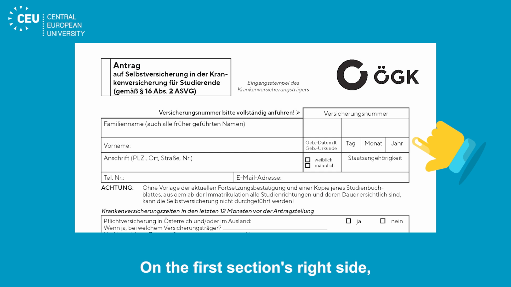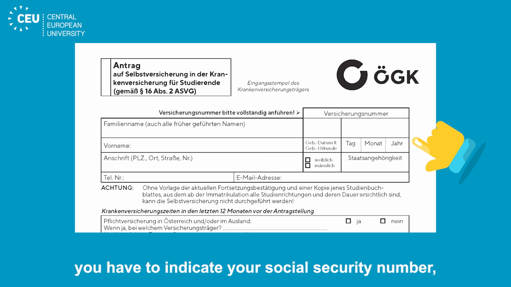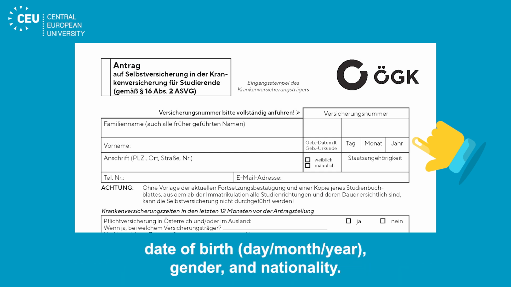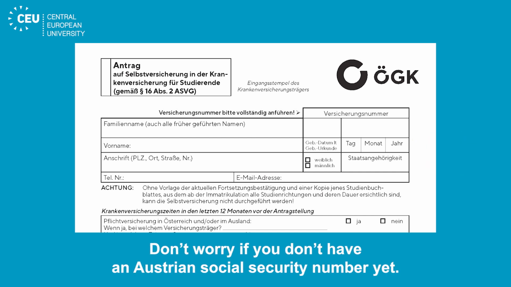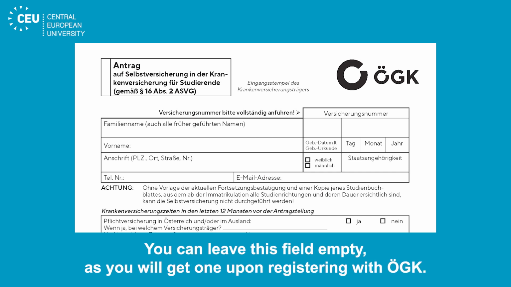On the first section's right side, you have to indicate your social security number, date of birth, day, month, year, gender, and nationality. Don't worry if you don't have an Austrian social security number yet. You can leave this field empty as you'll get one upon registering with ÖGK.